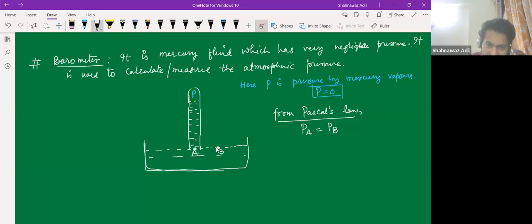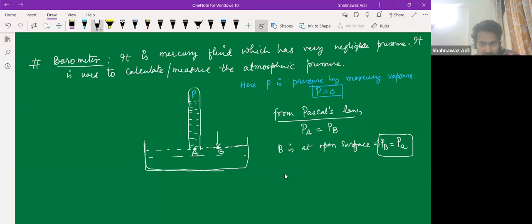Now you see that this place is in the air, right? So this point B is at the open surface. So PB is atmospheric pressure, right? Is this clear, guys? Yes, sir.